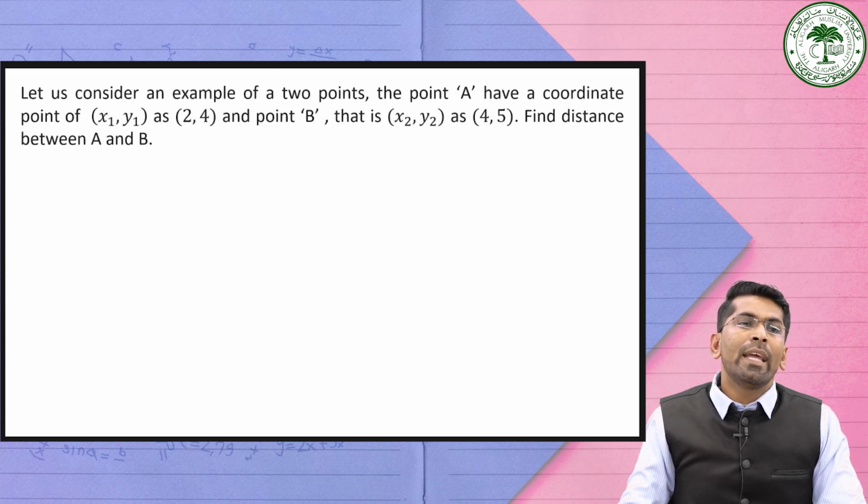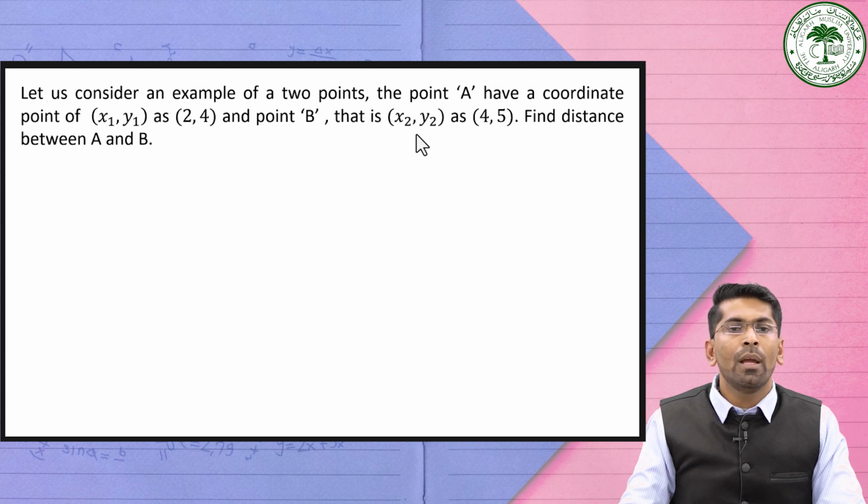Let us consider one example. We have a point A with coordinates x1, y1, which is the point 2 and 4. That means x1 is equal to 2 and y1 is equal to 4, and point B, that is x2, y2, which is 4 and 5. That means x2 is equal to 4 and y2 is equal to 5. And what we want to do is find the distance between A and B.